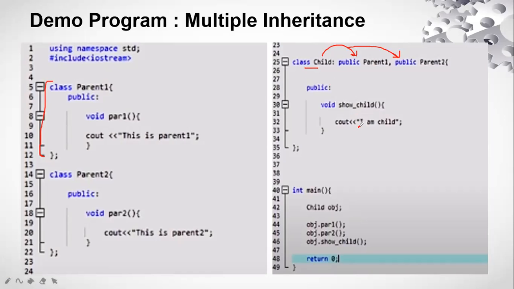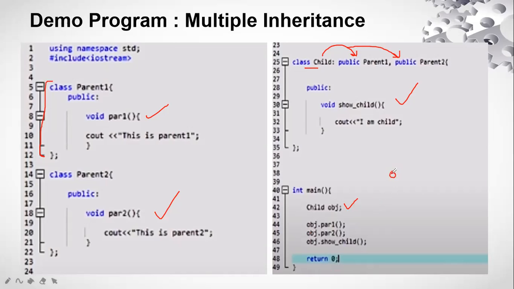Now in int main, in the main function, the first thing I'm going to do is instantiate the child class. So child obj, I have given as the object name. So obj dot par1, I'm going to call this function, this function, and this function. I've called all the functions with obj dot only. Why? Because these are all inherited from the parent classes, right? Return 0.